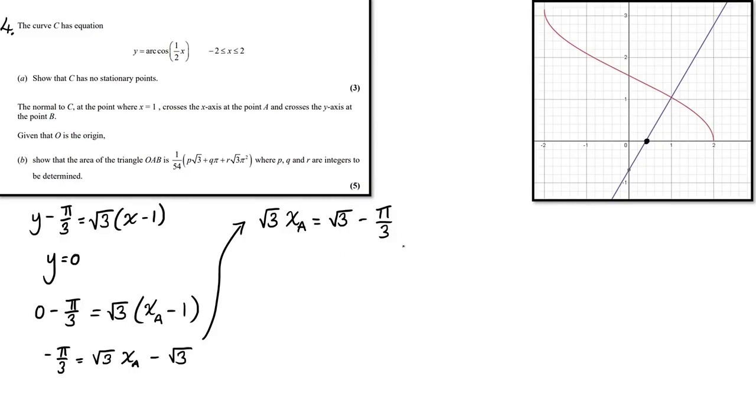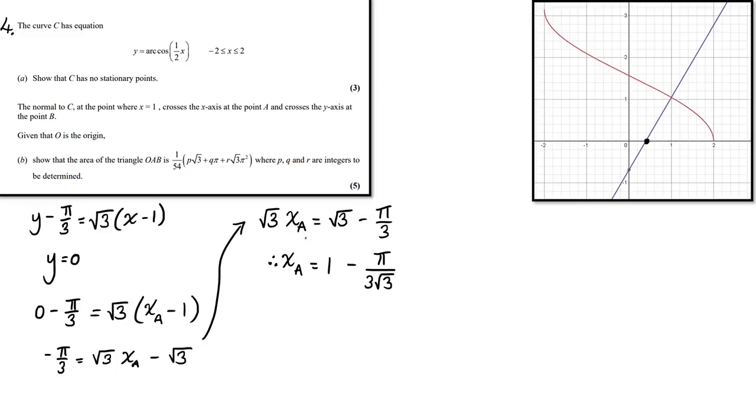So root 3 minus pi over 3, yeah, that's fine. And then clearly if I just want xa, we just divide by root 3. So xa is equal to, root 3 divided by root 3 is 1, and then I've got minus pi over 3 root 3 there. So I just divided each one separately by root 3. So that gives us xa, and that's that point there.